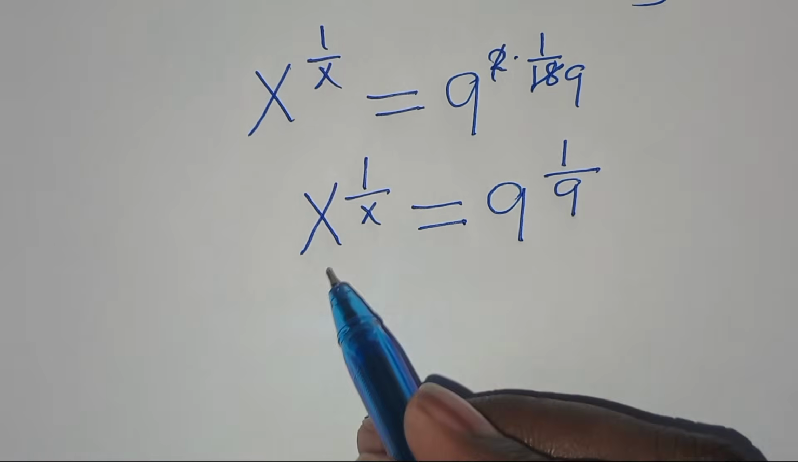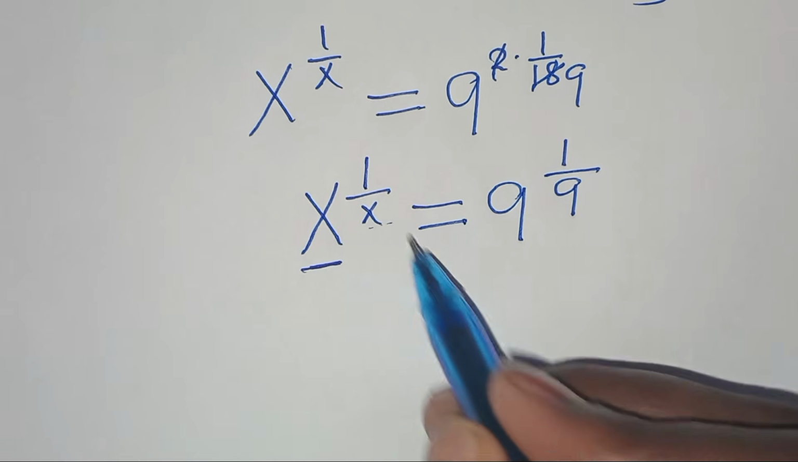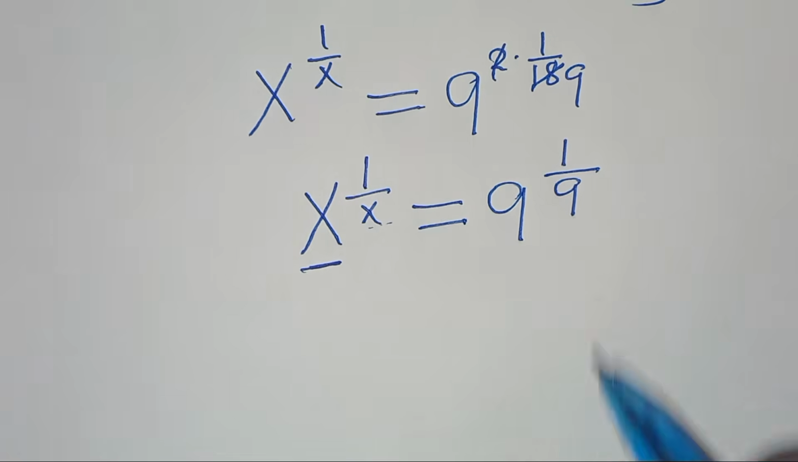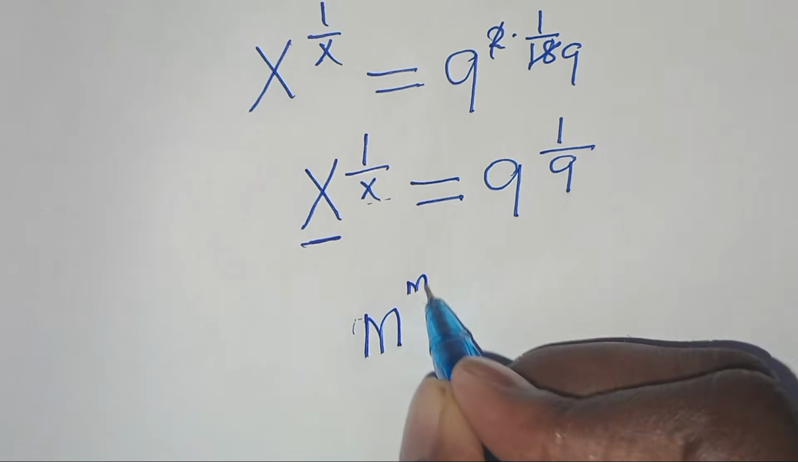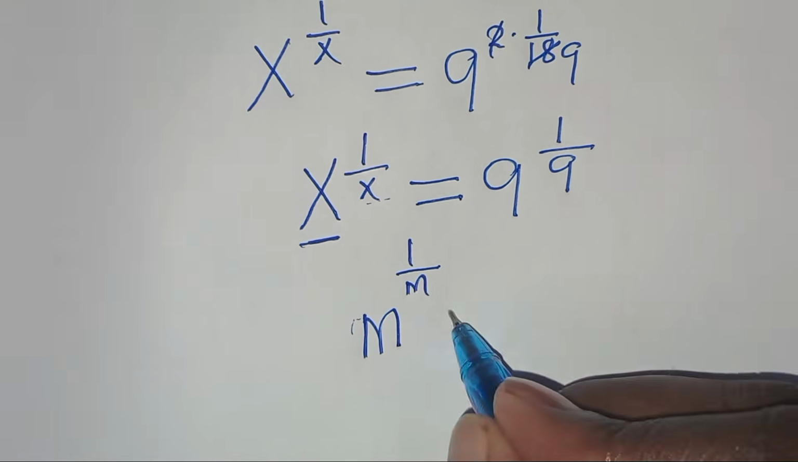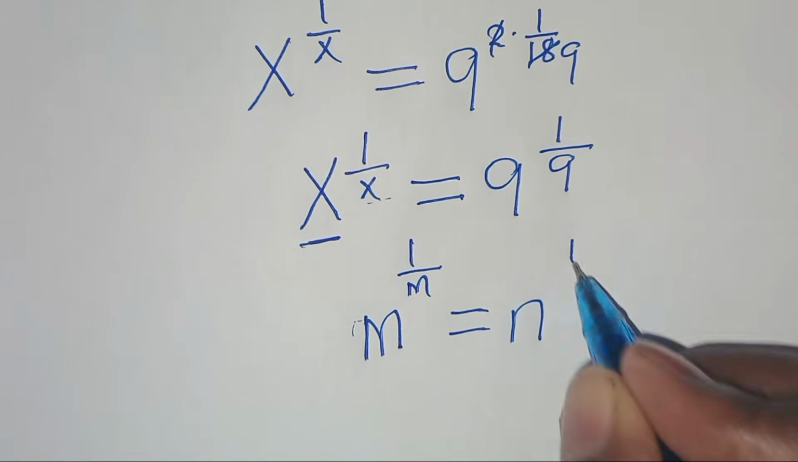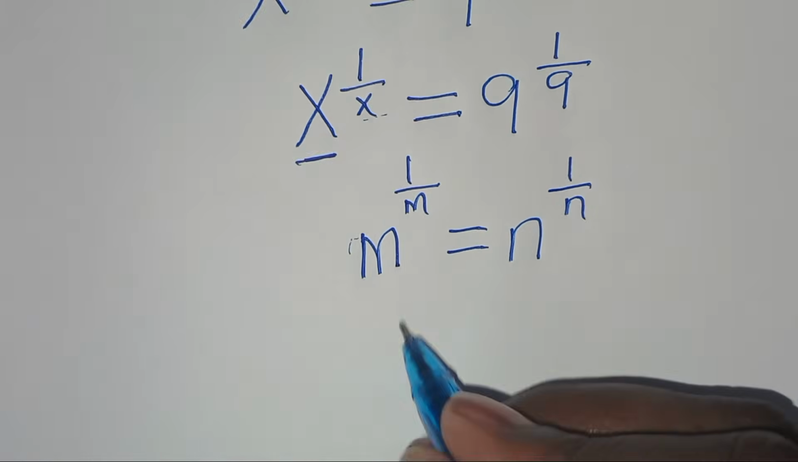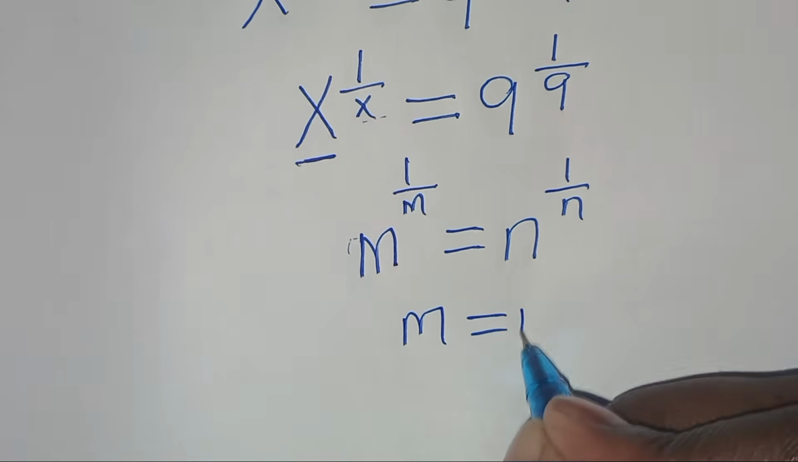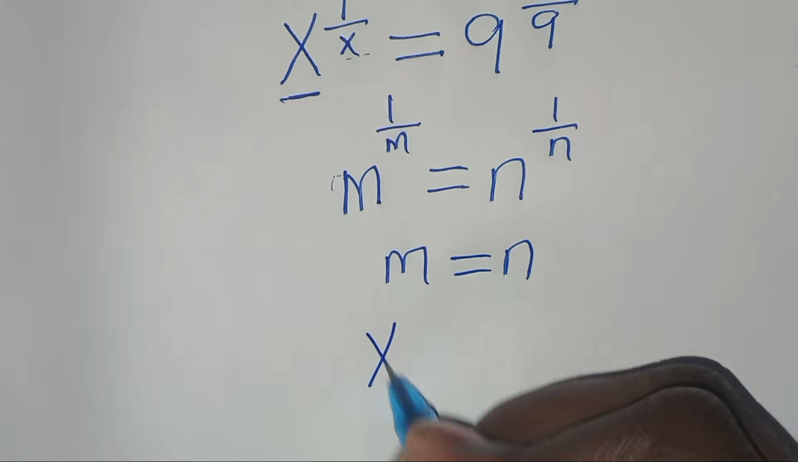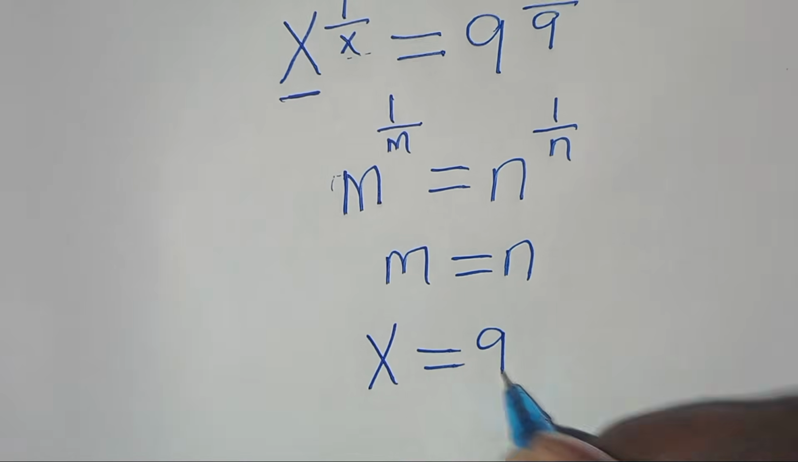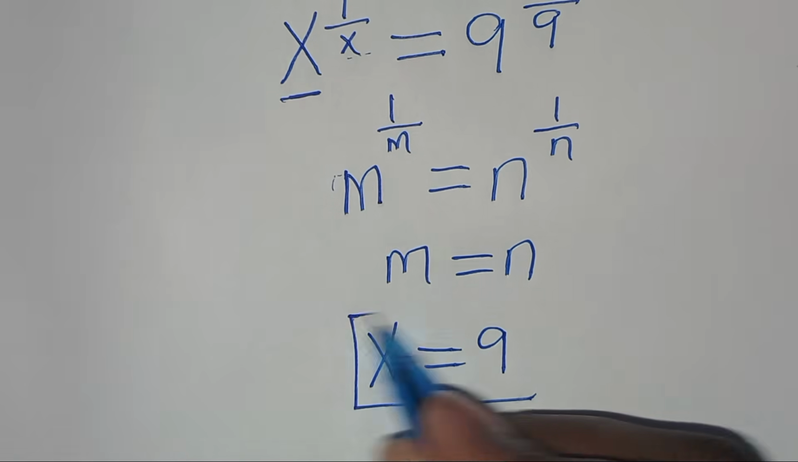Now, if you check, the base and the exponent are the same, such that if you have m raised to the power of 1 over m equal to n raised to the power of 1 over n, this means that m is equal to n. So this means that x is equal to 9. x is equal to 9.